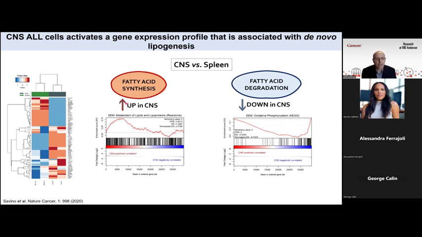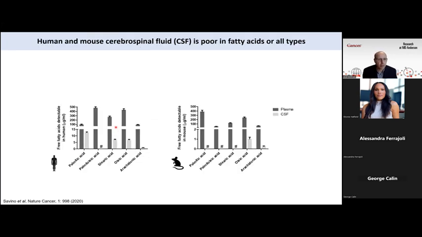So this is an increase in genes that are involved with de novo synthesis of lipids and fatty acids, which signifies that the cells that go through the cerebrospinal fluid are experiencing starvation for lipids and fatty acids. So we measured those. We actually quantified it in human and in mice. We managed to get CSF from mice, and we quantified the top fatty acids in the CSF.